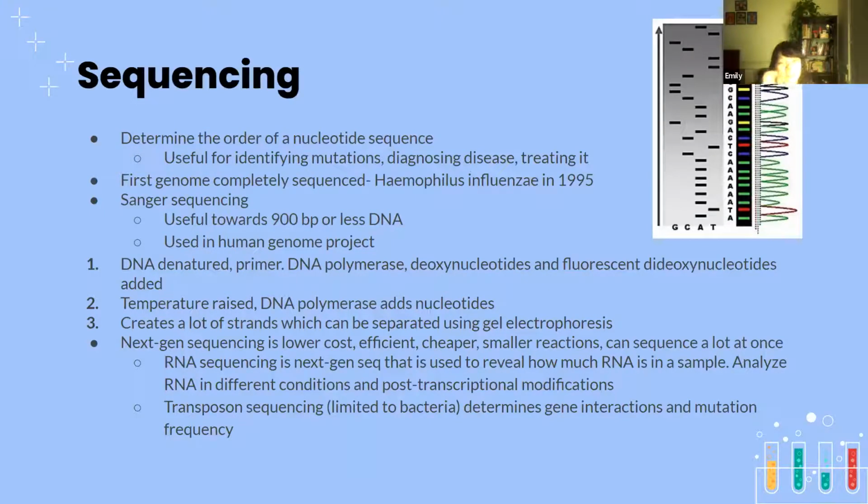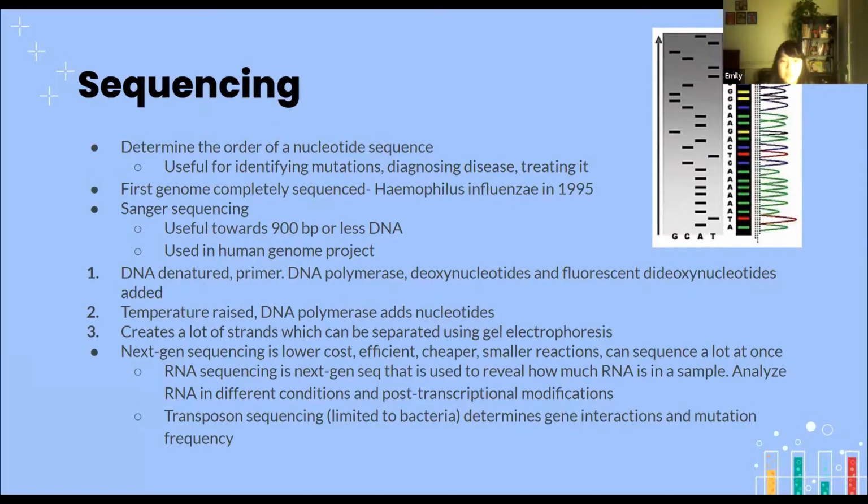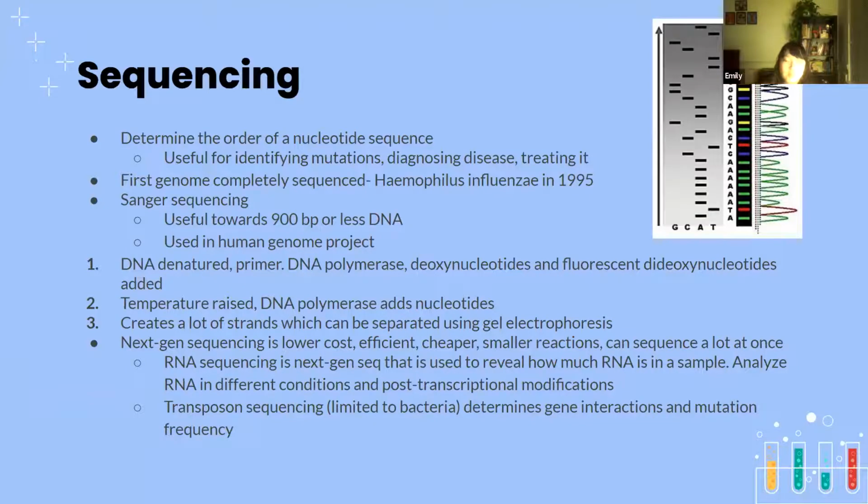All right, so sequencing. Sequencing is basically determining the order of a nucleotide sequence in DNA. This is useful for identifying mutations, because if you have one nucleotide there that isn't supposed to be there, you can look at it immediately because you have the entire sequence. So it's really easy to see when something is different than what it's supposed to be, and then you can immediately treat it.